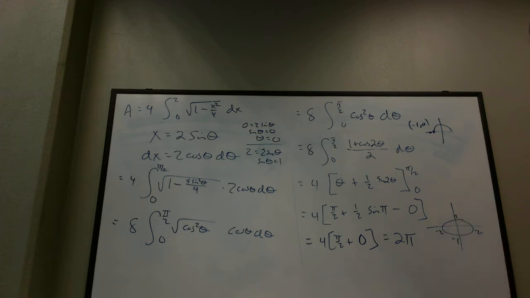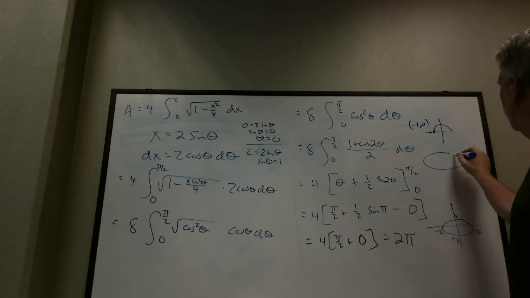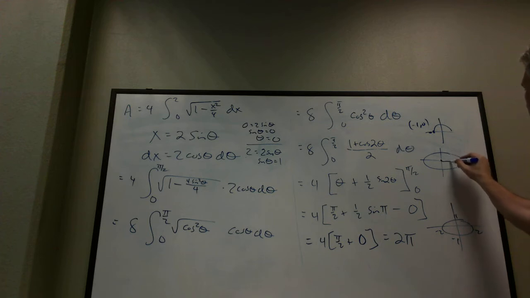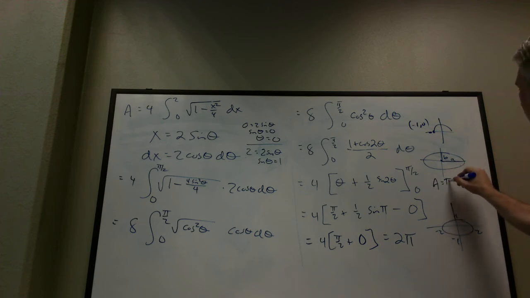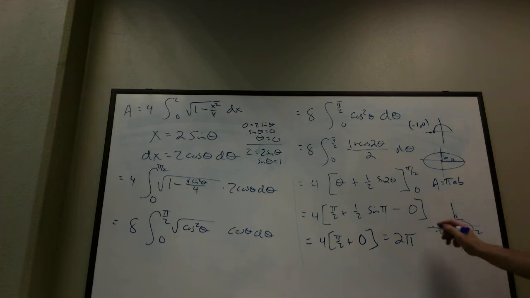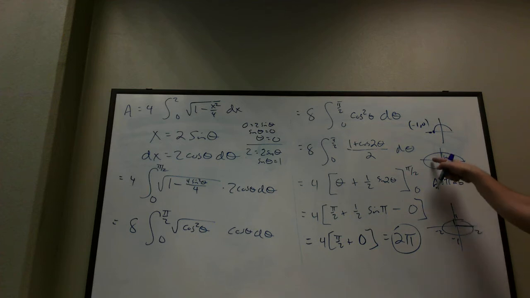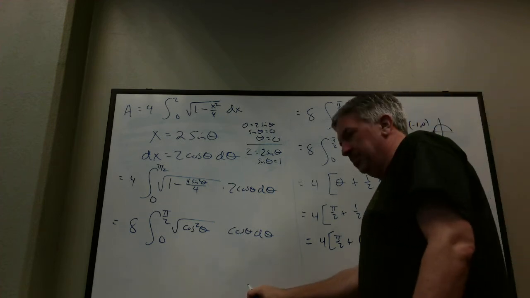Now, you may not know this, but if you have an ellipse and the center's here, and one of the axes is length A, and the other axis is length B, the area of an ellipse is pi a b. And so it shouldn't surprise you that we got 2 pi because it's 2 times 1 times pi. And this formula shouldn't surprise you, because if you had a circle, that would be r and that would be r. So you have pi times r is pi r squared. So that shouldn't surprise you.